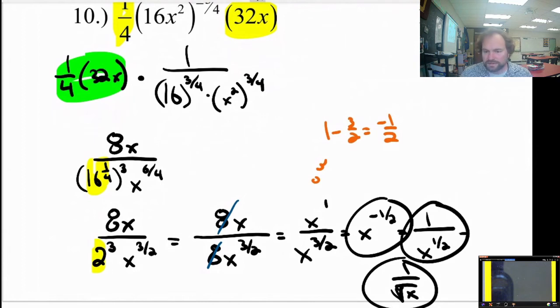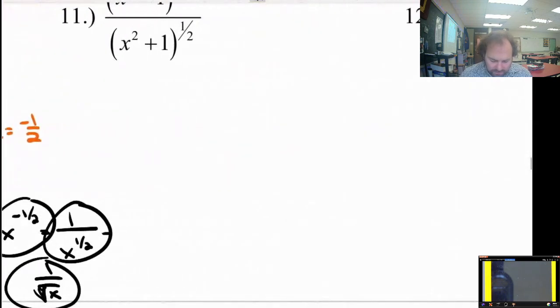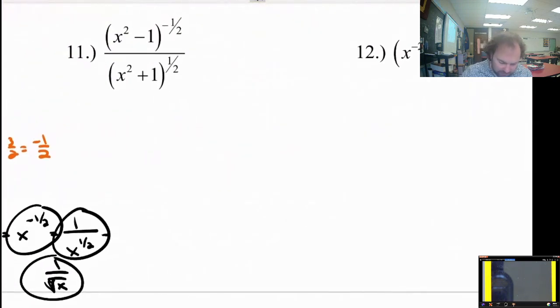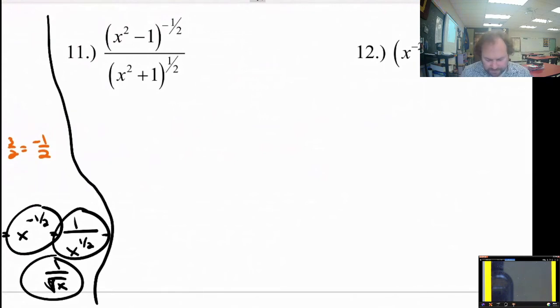There's 3 different ways to write the final answer, in case you needed more. It's a pretty cool problem when it's all done. Number 11, I'm trying to respect the space of each problem, though, too. I'm going to make a little border wall there.